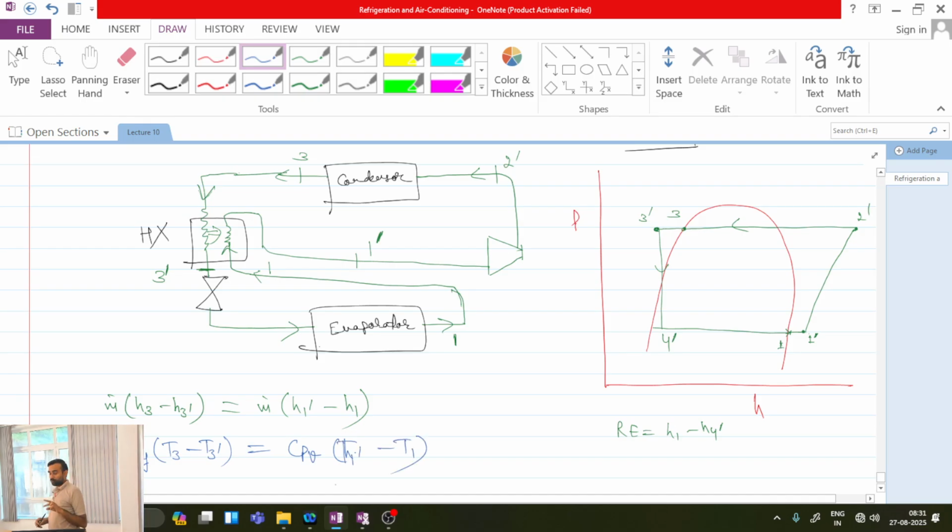Now you understand one point very clearly. Which Cp is larger? Fluid Cp is larger. Okay, yes.